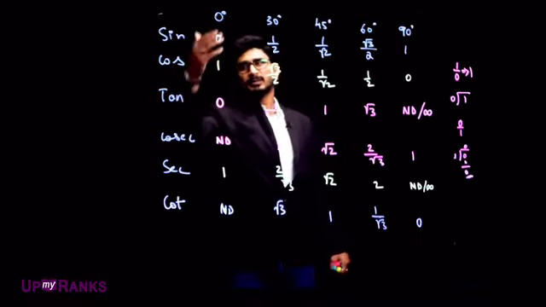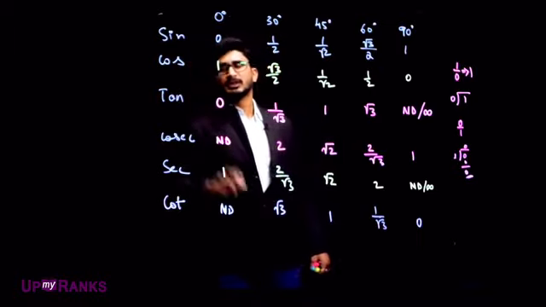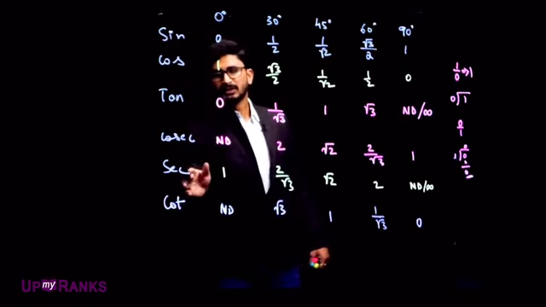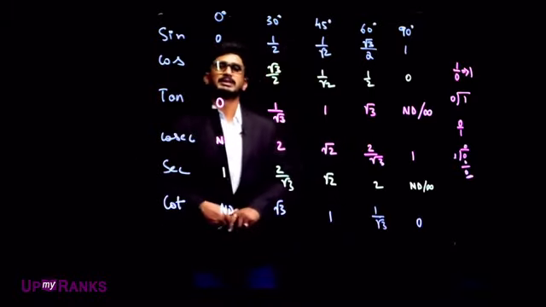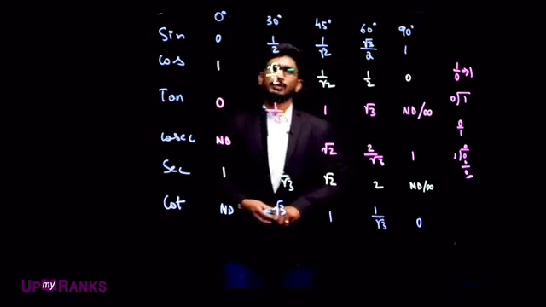Then tan is nothing but sine by cos. Then cosecant is the reciprocal of sine. Secant is again the reciprocal of cos. Cot is the reciprocal of tan. You will get all the standard angles values. Is this clear, children? So it's very easy to remember.